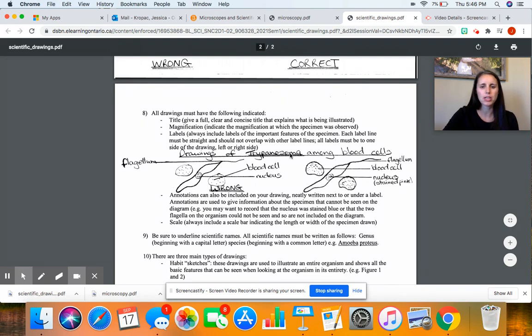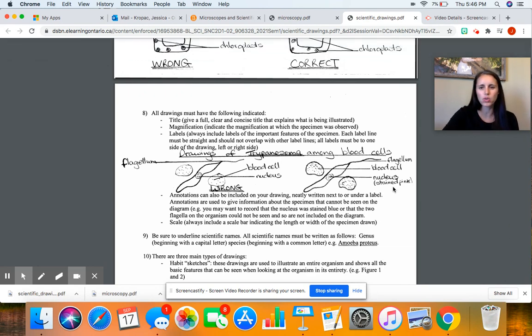You also want to make sure that you indicate the title. You want to have the title of what you're looking at on the top and underlined. And you always want to make sure that you have the magnification in the bottom right-hand corner. That's really important. A lot of people miss that. Let's say your magnification was 400 times. You would show that as 400x.